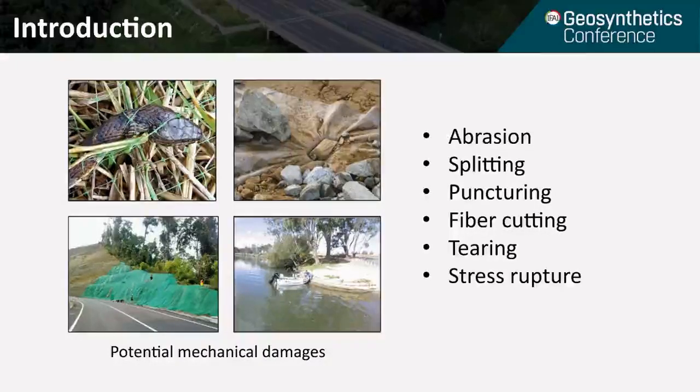Puncturing occurs when sharp-edged material dumps directly on the turf reinforcement mats. Fiber cutting, tearing, and rupture occur when exposed to large loads and deformations. One solution proposed to model the damage during construction is to perform standard tests such as static puncture and dynamic perforation tests.